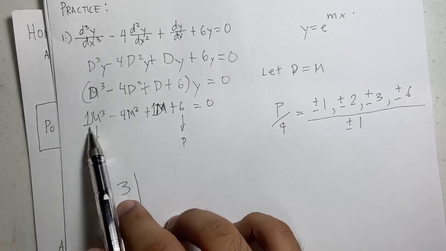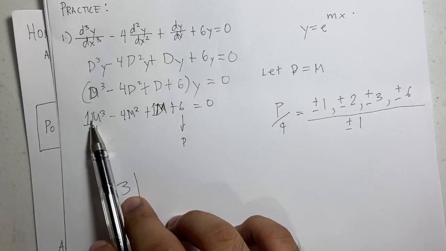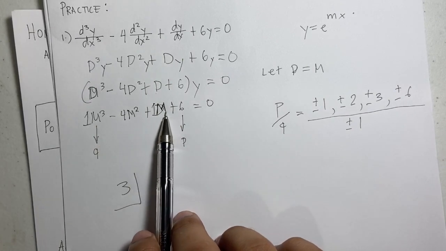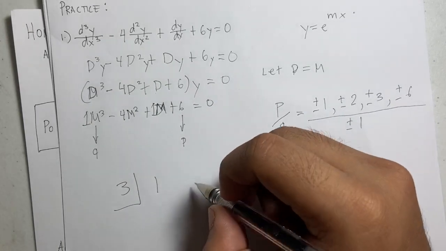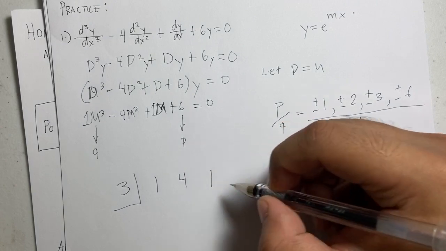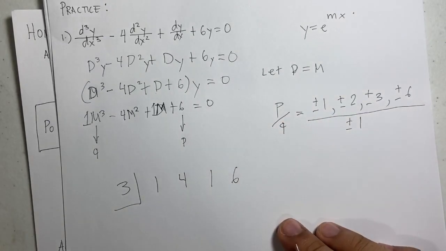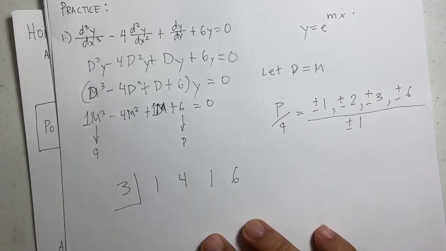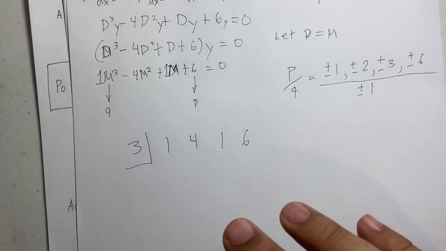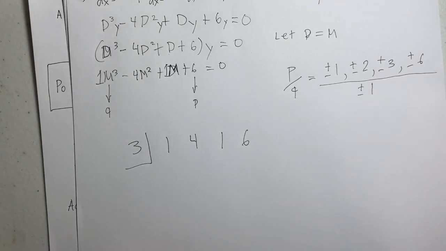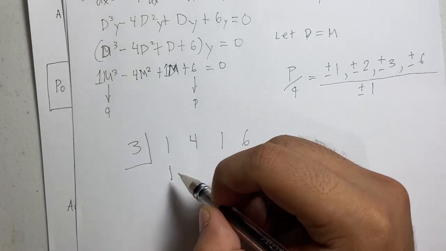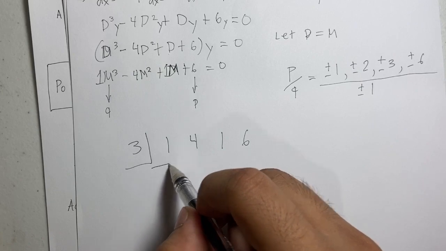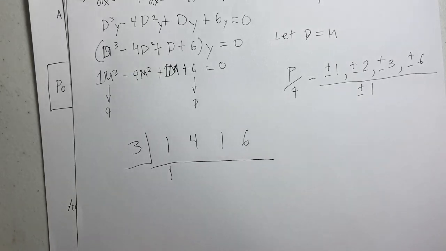then copy all of the coefficients of this equation or these terms. So 1, -4, 1, and 6. Now that we have copied it, in our synthetic division, always copy the 1 and bring it under. Then we'll start our synthetic division.